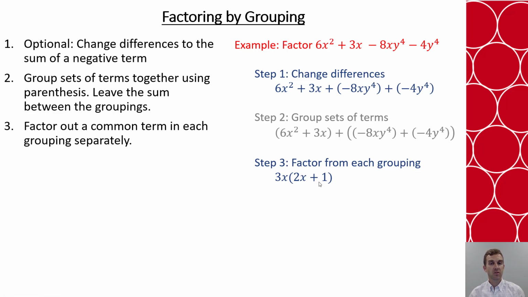That's the key to remember here. When I'm factoring, I'm dividing out a term. I'm not subtracting it, I'm dividing it. So 3x divided by 3x is 1. I have to have that 1.